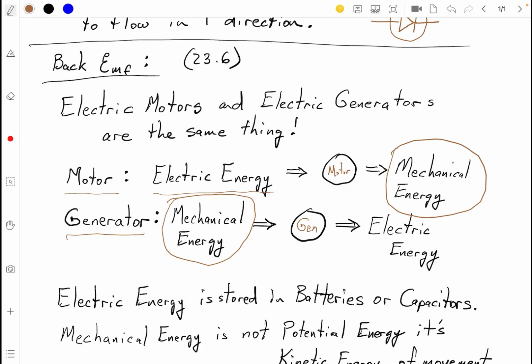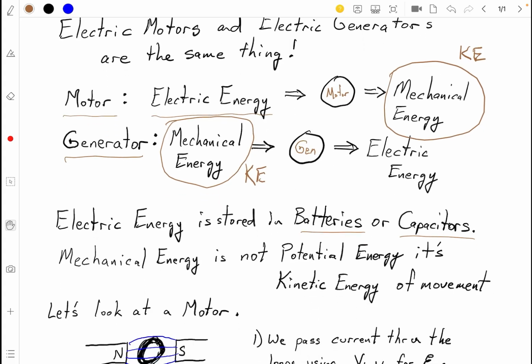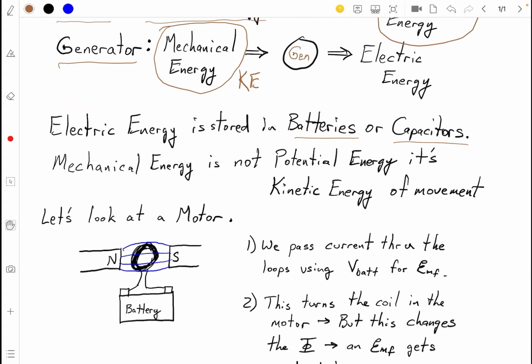So one has the things going one direction. The electric energy turns everything into kinetic energy, typically. And then this guy takes our kinetic energy and moves it into electrical energy, so we could store it in a battery or a capacitor. Batteries or capacitors. So that's it. It's the same thing running in reverse. It's pretty cool.